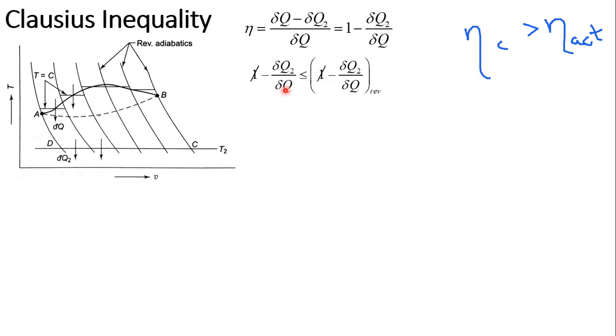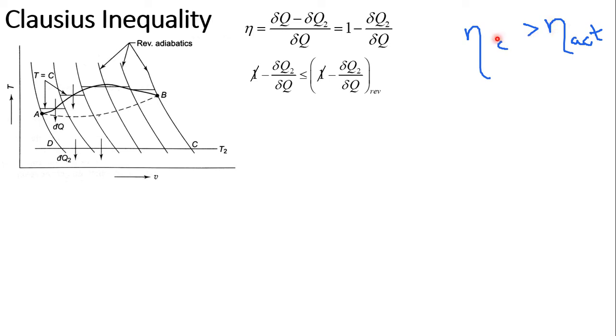So what I have shown over here is actual engine efficiency. So 1 minus Q2 upon Q, this is actual engine, is less than or equal to Carnot. So Carnot will be again the same, 1 minus delta Q2 by delta Q, but here to indicate this is Carnot, I have written it as reversible. So basically this efficiency formula I have written here for two engines using this equation.